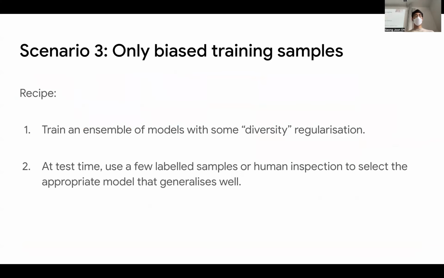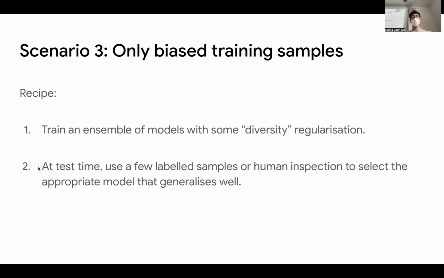Now I'm coming back to how to train such a diverse ensemble of models. So what's the recipe? Actually, before that, even more high level: we first have to train an ensemble of models with some diversity regularization, meaning that we should not just train some random n number of models, but models that are different from each other, to make sure that you're covering as large a space of possible Qs as possible.